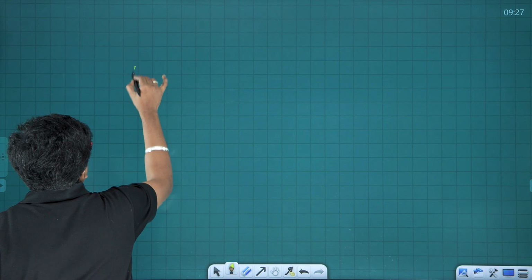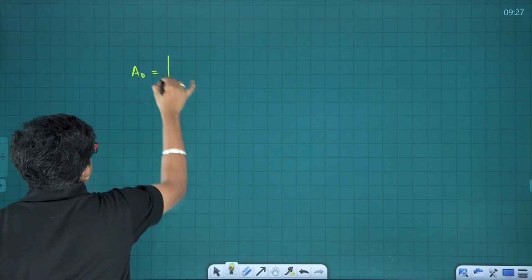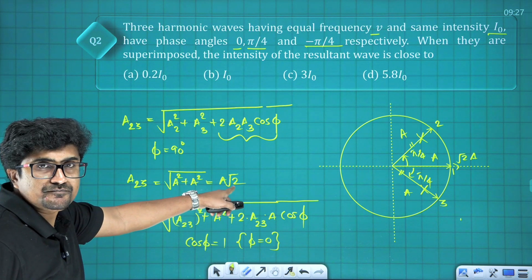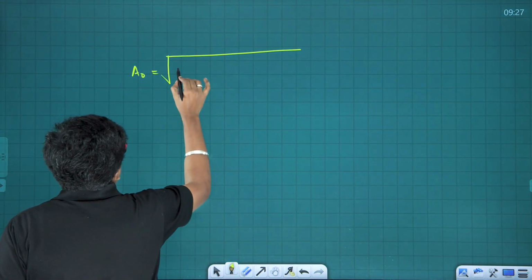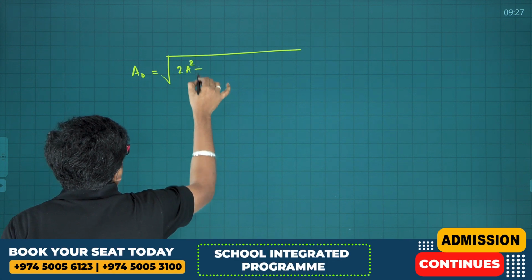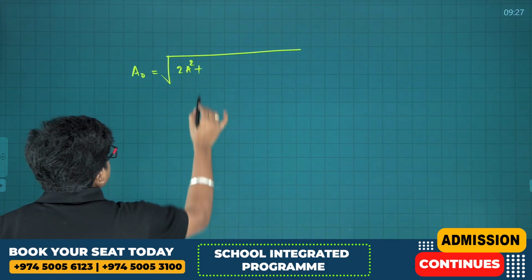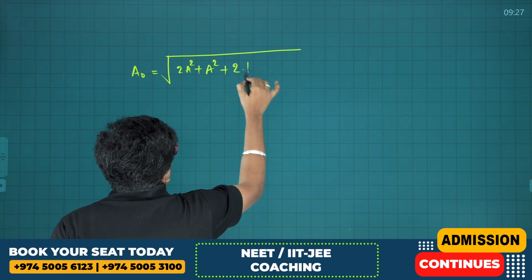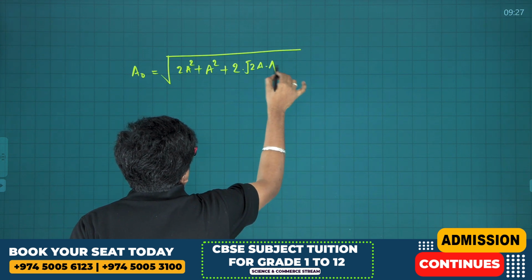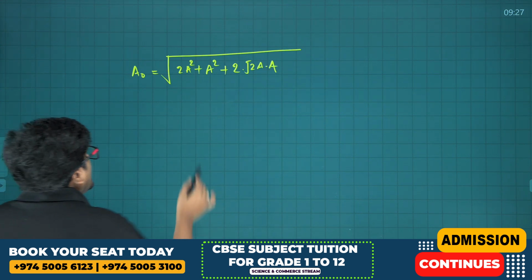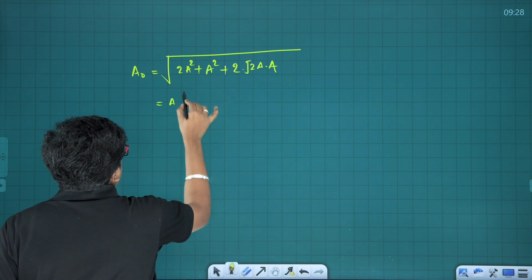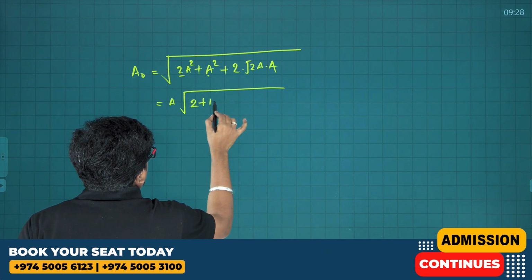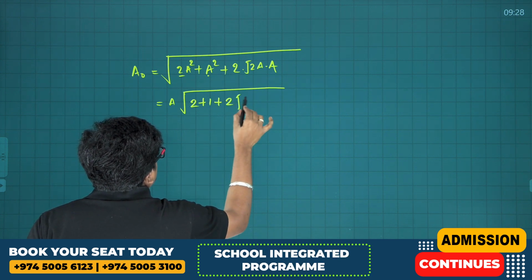Taking this ahead, A naught is root of A23 square, that is 2 times A square, plus A square, plus 2 into root of 2 times A into A. Again capital A is common, that will come out. Here this is going to be 2, here this is going to be 1, and here this is going to be 2 root 2.